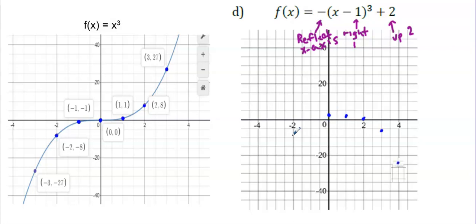And then at negative 2, negative 8, I'll move to the right one, reflect over the x-axis, so now I'm up at positive 8, and then I'll move up 2 more to get right at 10.